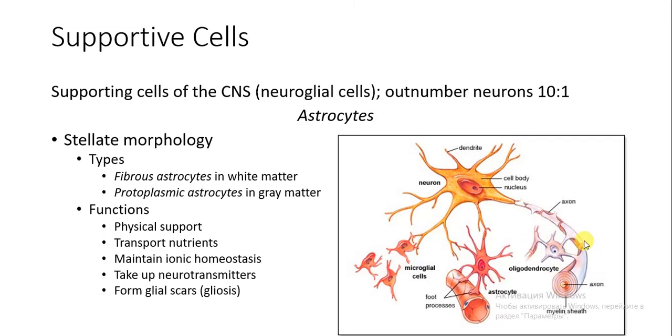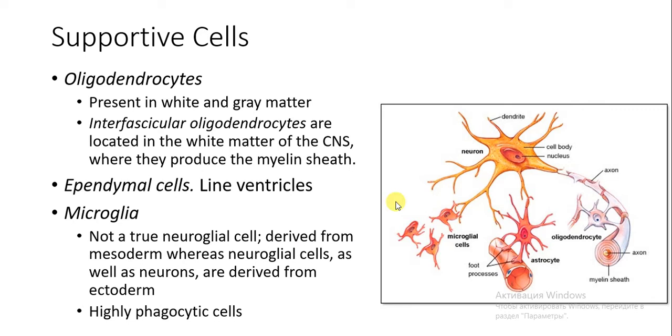Between these segments we have nodes of Ranvier. These are sites where the axon is naked, without myelin sheath. It's necessary for the one-directional transmission of the signal. This is oligodendrocytes, and we have two types of them, interfascicular and intrafascicular oligodendrocytes, but it doesn't matter.